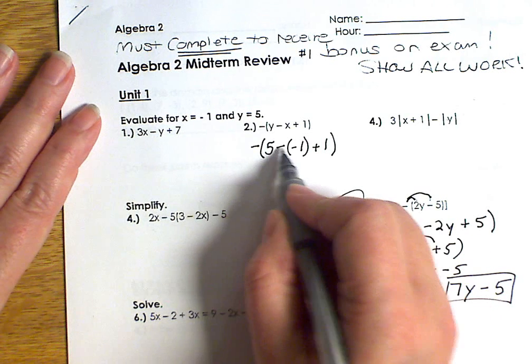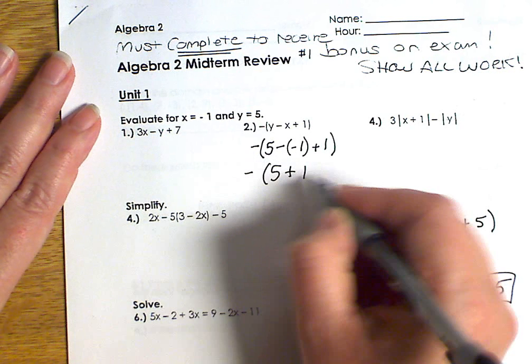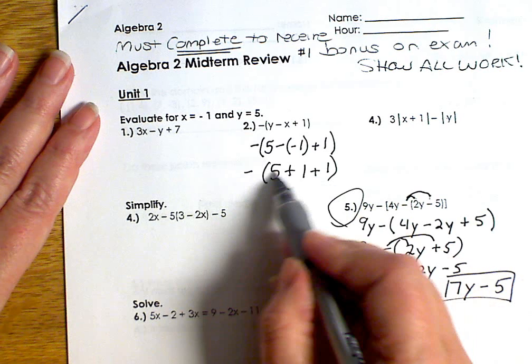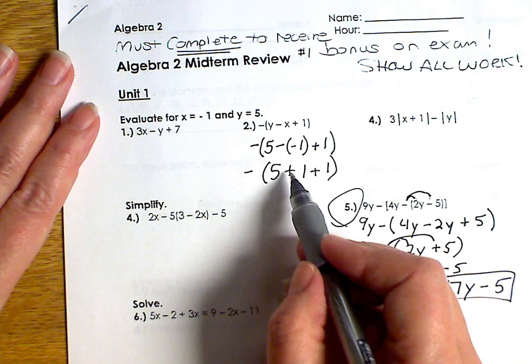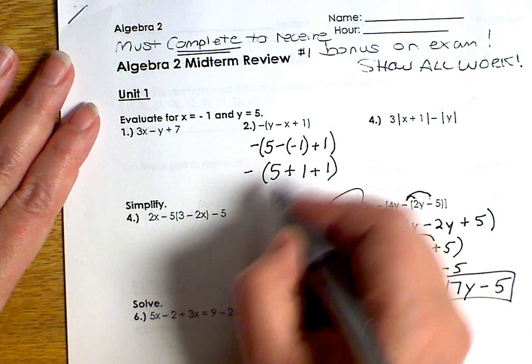Negative and a negative is a positive. So I have 5 plus 1 plus 1. 5 plus 1 is 6, plus 1 is 7. So I have a negative 7.